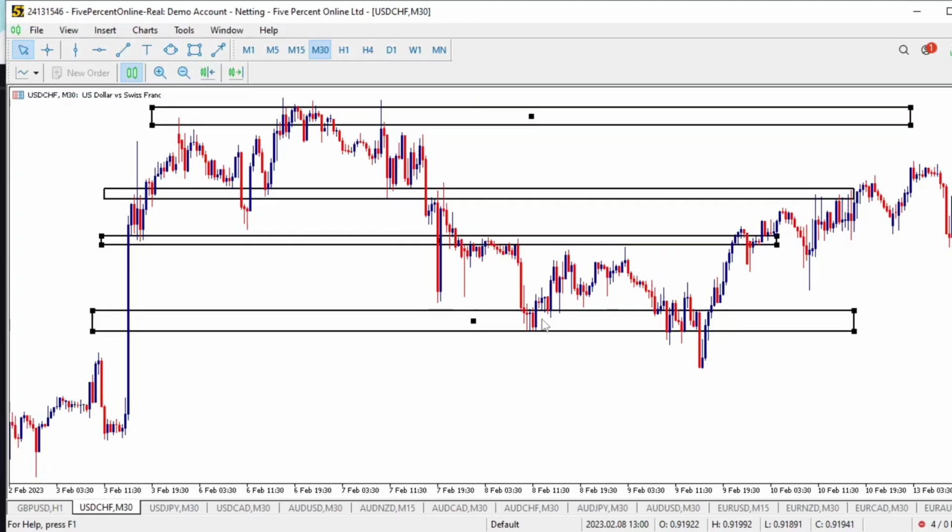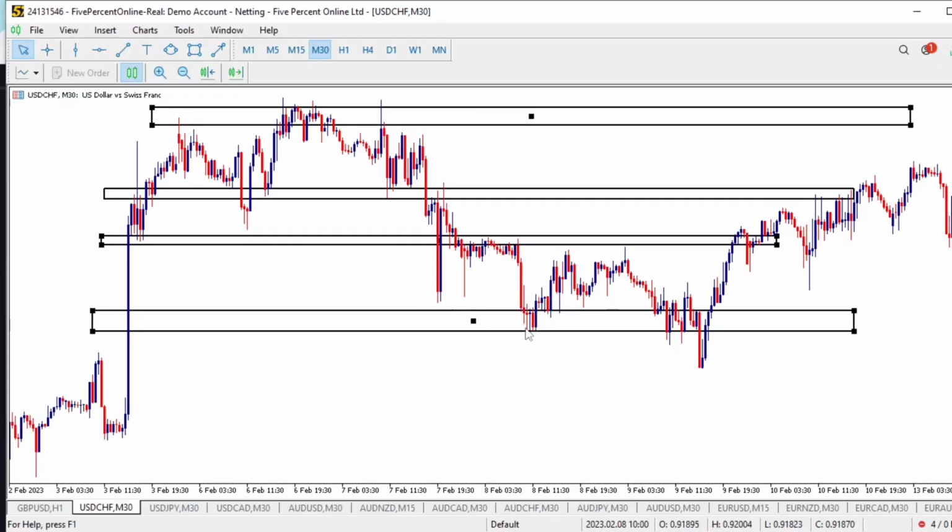Don't assume that the market will break through a support level. Maybe because we are seeing a very big bearish candle, you say, okay, the market is going to break through it and it will keep going down. No, take your profit from this level and wait for the market to break and retest again before you enter.